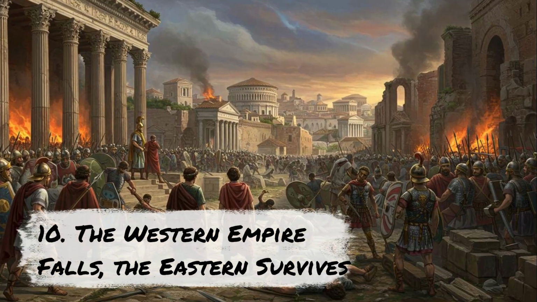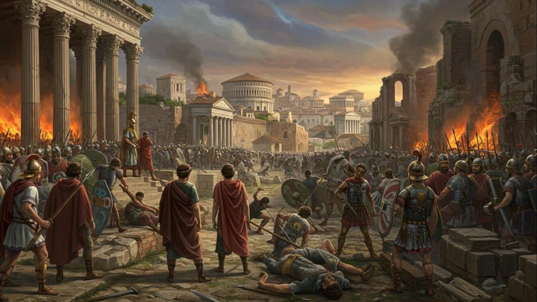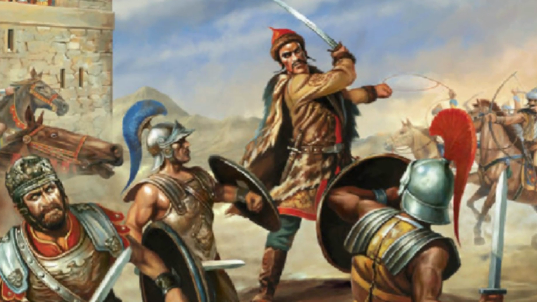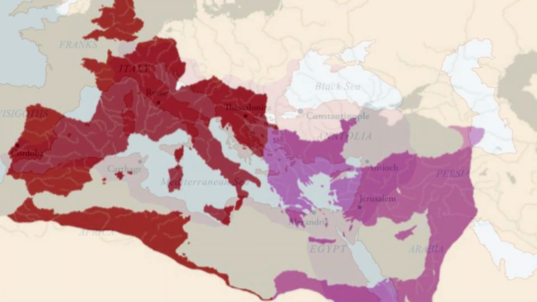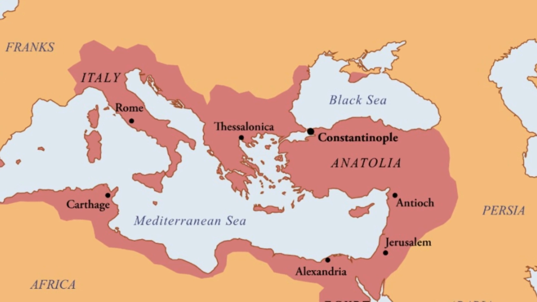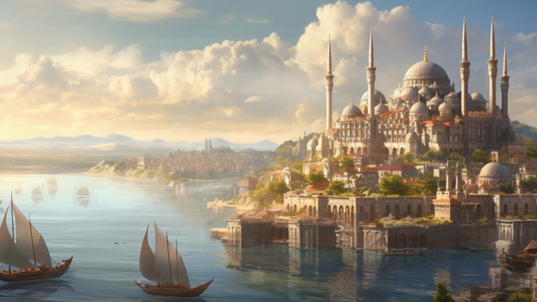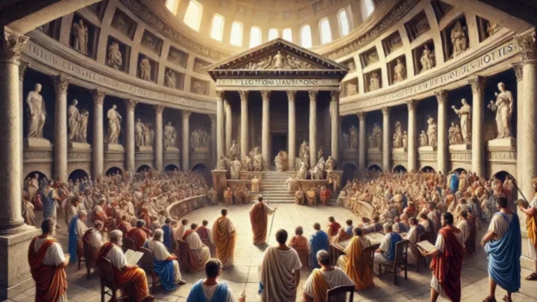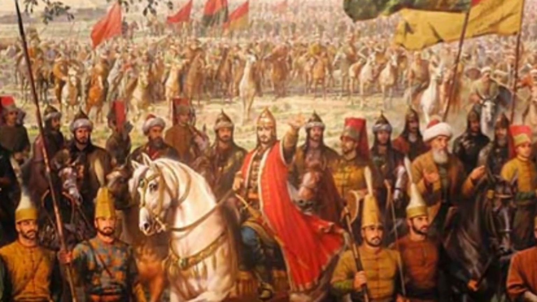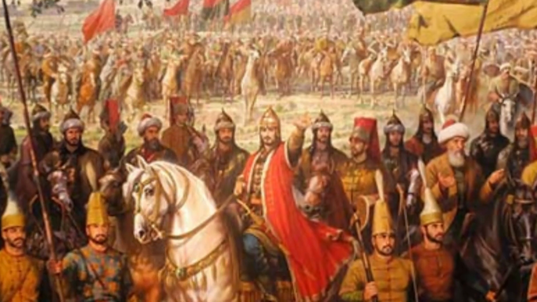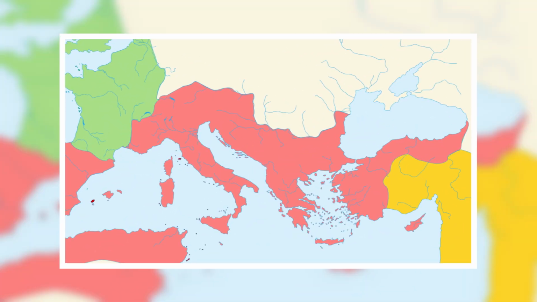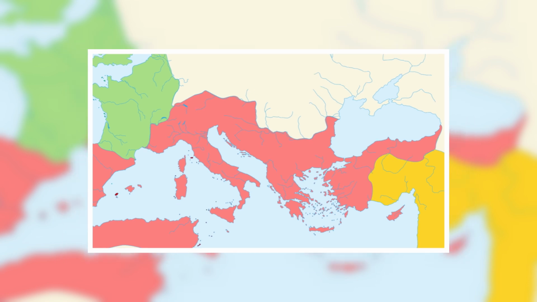10. The Western Empire falls, the Eastern survives. In 476 AD, the Western Roman Empire came to an end, but the Eastern Roman Empire, also known as the Byzantine Empire, continued for nearly 1,000 more years. It was centered in Constantinople. It preserved much of Roman law, culture, and religion. It eventually fell in 1453 AD to the Ottoman Turks. This split shows that while Western Rome collapsed, the Eastern legacy of Rome lived on much longer.